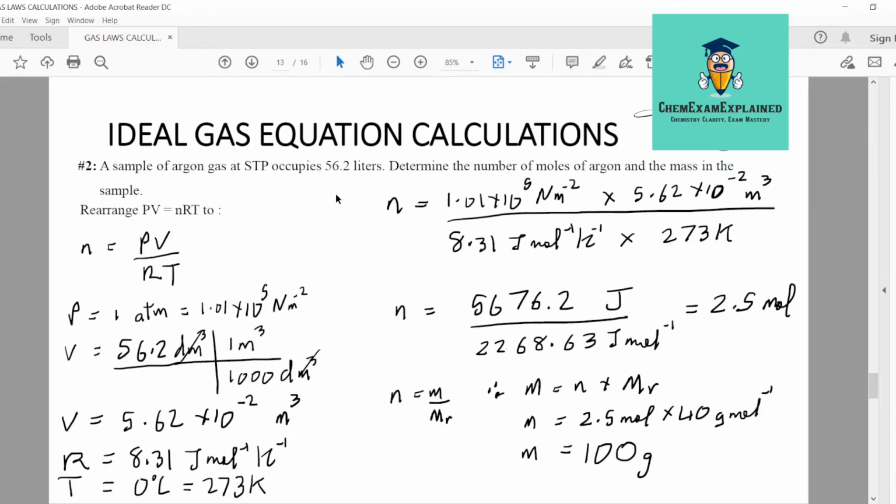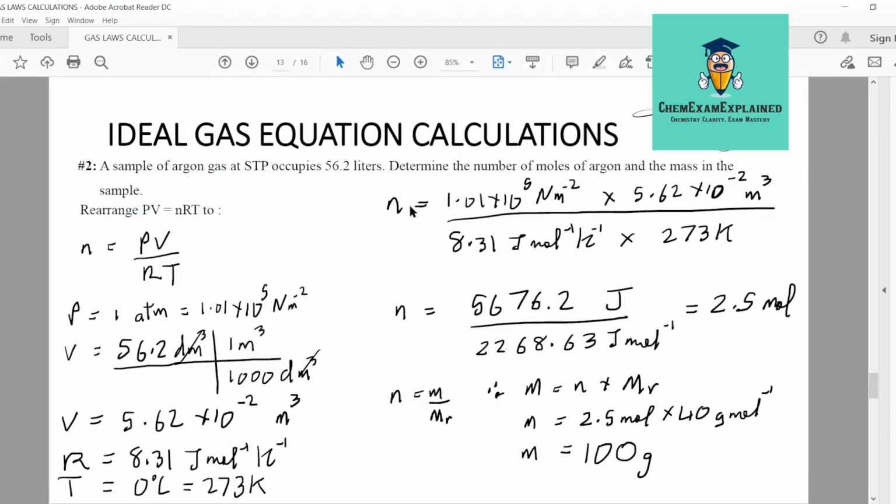My volume, which is in liter, I will convert to meter cube. And I use the conversion factor of 1 meter cube equal 1000 dm cube. And so my answer for volume is in meter cube. Once I have my pressure in Pascal and my volume in meter cube, I must use 8.31 joules per mole per Kelvin. Again, my temperature must be in Kelvin. So I add 273 to 0 because standard temperature is 0 degrees Celsius.